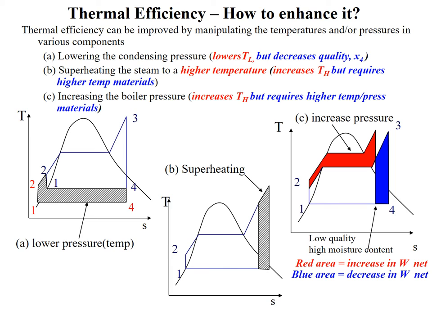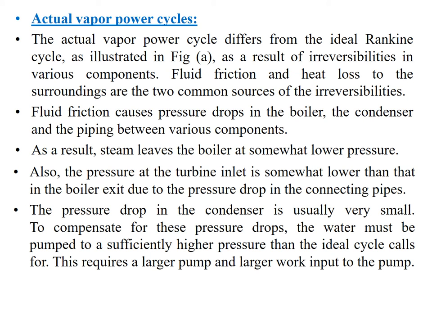Next, superheating. Superheating means you are inputting a higher temperature. If you increase the temperature, the turbine work will increase, so that is how the efficiency increases. Similarly, increasing the boiler pressure. If you increase the boiler pressure, heat rejection will be less, so the quality of the steam reduces. Hence you are increasing the temperature at the inlet of the turbine, so the efficiency increases.